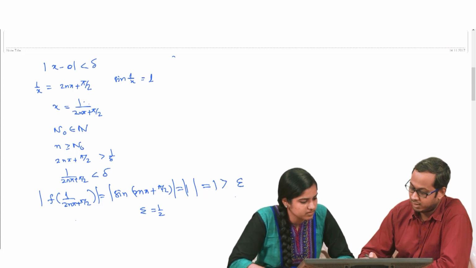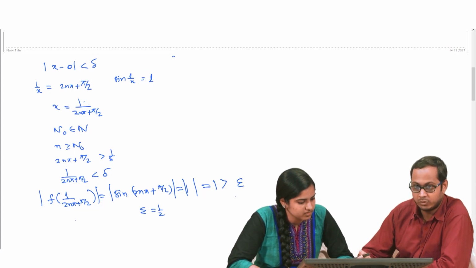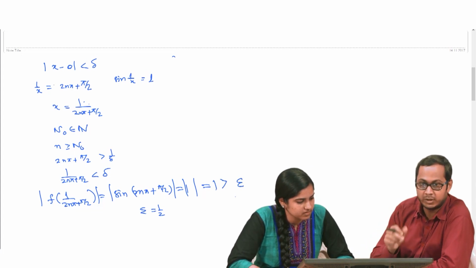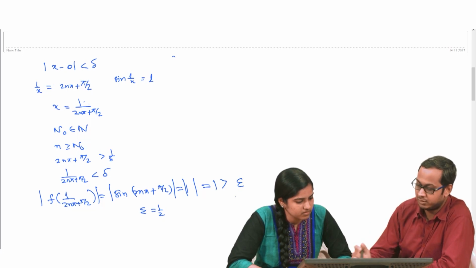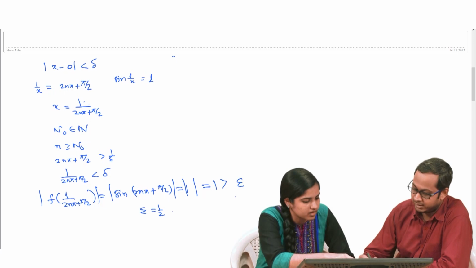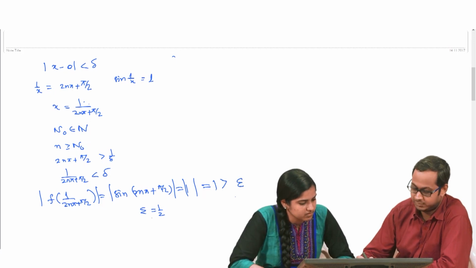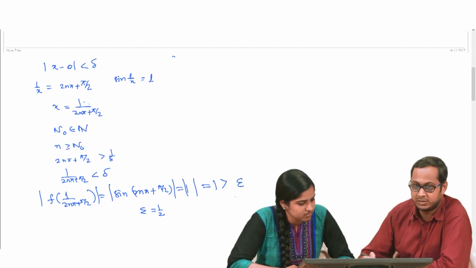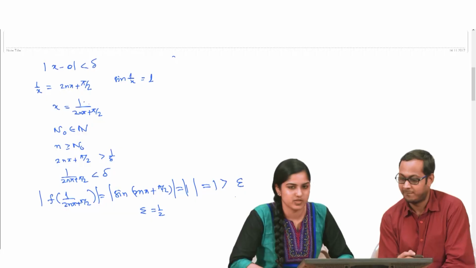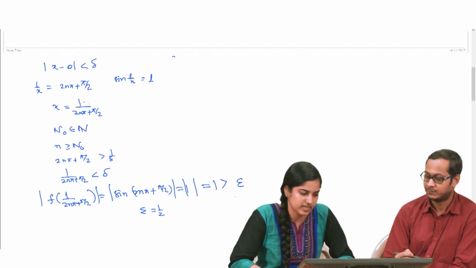So whatever delta I choose, there always exists such a point in that delta neighborhood such that |f(x) minus f(0)| is bigger than epsilon. For any epsilon less than 1, say epsilon half, there does not exist such a delta. Hence we can conclude that the function is not continuous at 0. Yes, you are correct. So the function is not continuous at x equal to 0.